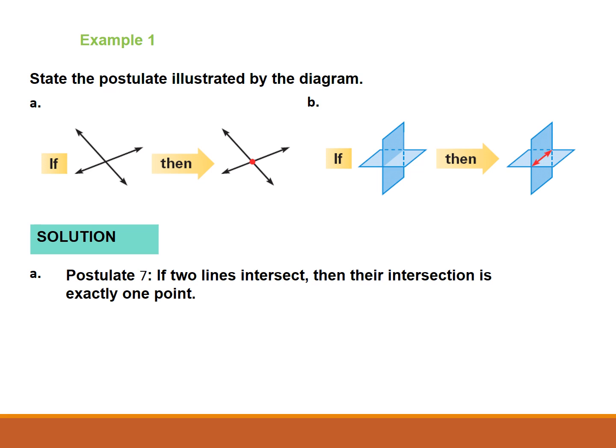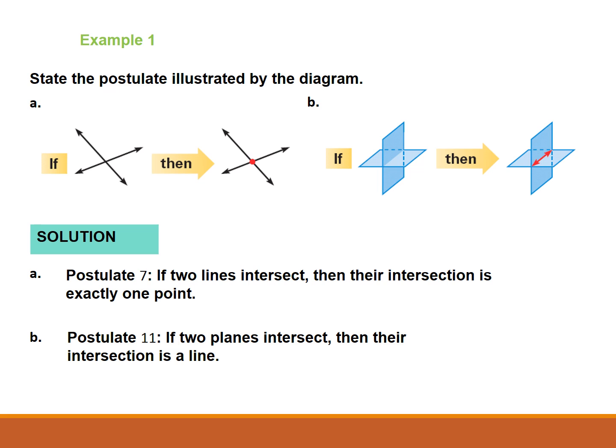Now notice the second one. You're starting out with 2 planes intersecting. Then notice after, the intersection is showing a line. So which postulate is that? Postulate 11. If 2 planes intersect, then their intersection is a line. Now you will not have to memorize these postulates, but you do need to recognize them along with a picture, just like this example shows.